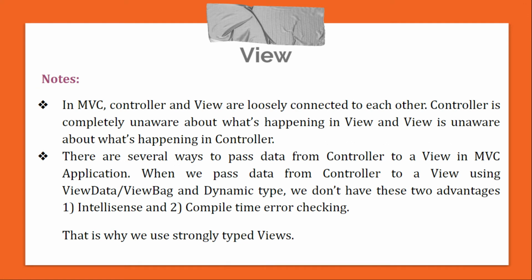In MVC, controller and view are loosely connected to each other. Controller is completely unaware of what's happening in the view, and the view is unaware of what's happening in the controller. From the controller, we can pass one or more ViewData or ViewBag values. Now when a developer writes a view, he or she has to remember what is coming from the controller. If the controller developer is different from the view developer, then it becomes even more difficult. Complete unawareness leads to many runtime issues and inefficiency in development.